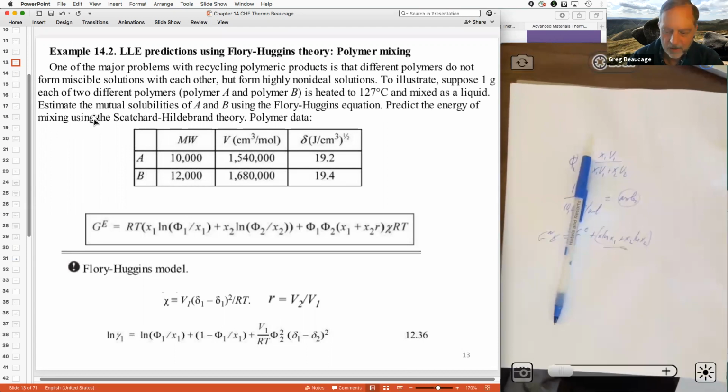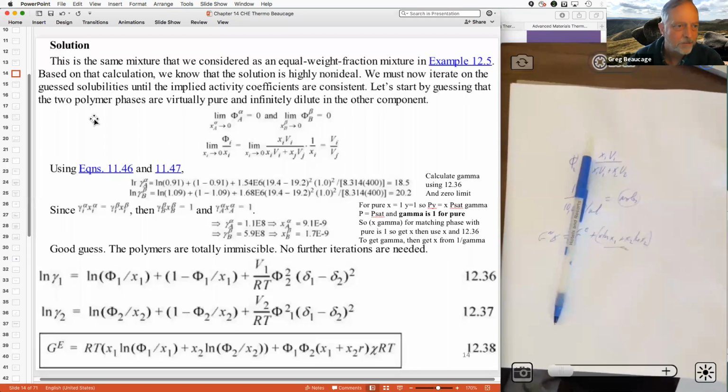Right, so assume that they're immiscible with each other. So in the A phase, the A component in the alpha is 0. And that means also that the volume fraction would be 0. And then if the B component is 0, the volume fraction is also 0.